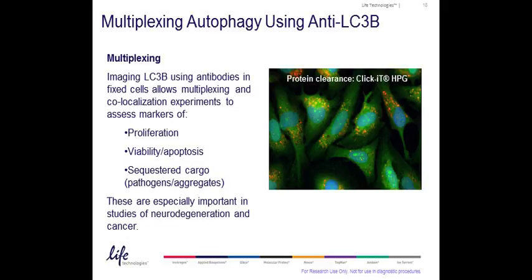Because of the role of autophagy in regulating a number of different cellular functions, it's often important to multiplex a measure of autophagy with another cellular process. Antibodies against LC3 are useful in this context because you can use antibodies against other cellular markers and have a look at a more complete picture of the processes occurring within the cell. These can include markers for proliferation, viability and apoptosis, as well as looking at sequestered cargo such as pathogens or protein aggregates. The data on the right here shows one of our metabolic labels for protein lifetime, Click-iT homopropargylglycine. We'll show a little more data on that in the subsequent slide.